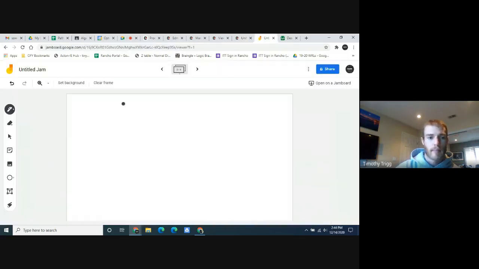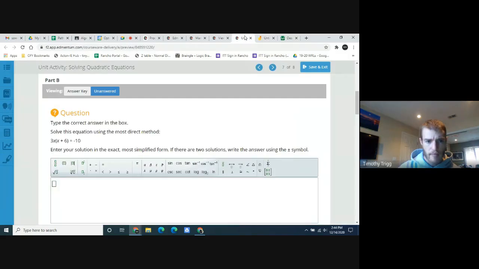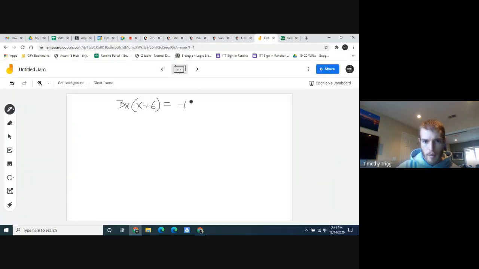So we have 3x times x plus 6 equals, and was it 10 or negative 10? Negative 10, okay. So let's go ahead and distribute the 3x. So that's 3x squared. 3x times 6 is plus 18x. And let's go ahead and add 10 to both sides of the equation so that we can get plus 10 over here.